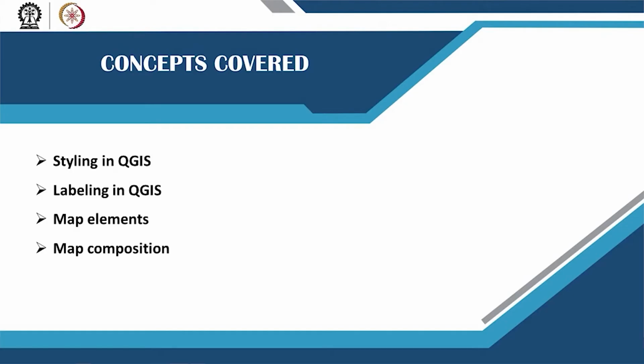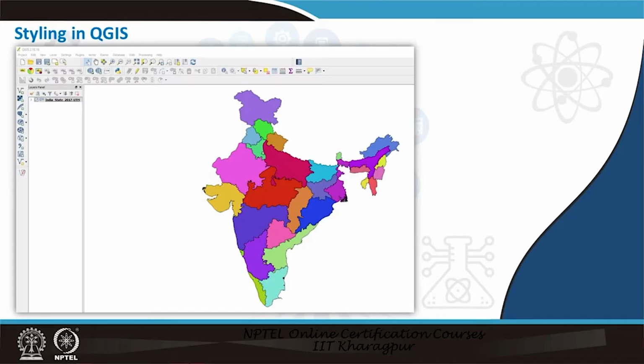Basically we will take a shapefile, import it to QGIS and style it something like this, and finally we will export this composed map to an image or PDF. We will directly jump into the QGIS software now.